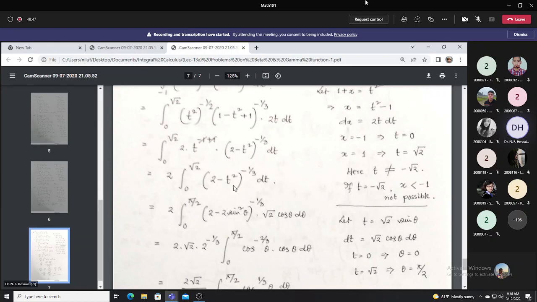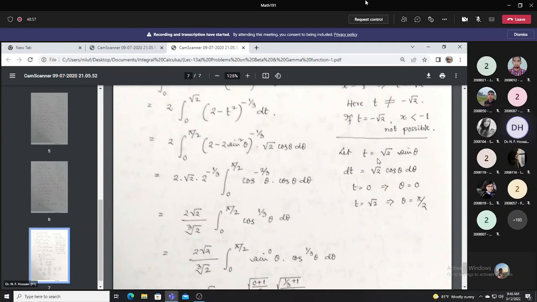Now you take another substitution, t equals root 2 sine theta. So dt should be root 2 cos theta d theta. Adjust the limits. When t equals 0, theta should be 0. When t equals root 2 sine theta equals 1, so theta should be pi by 2.